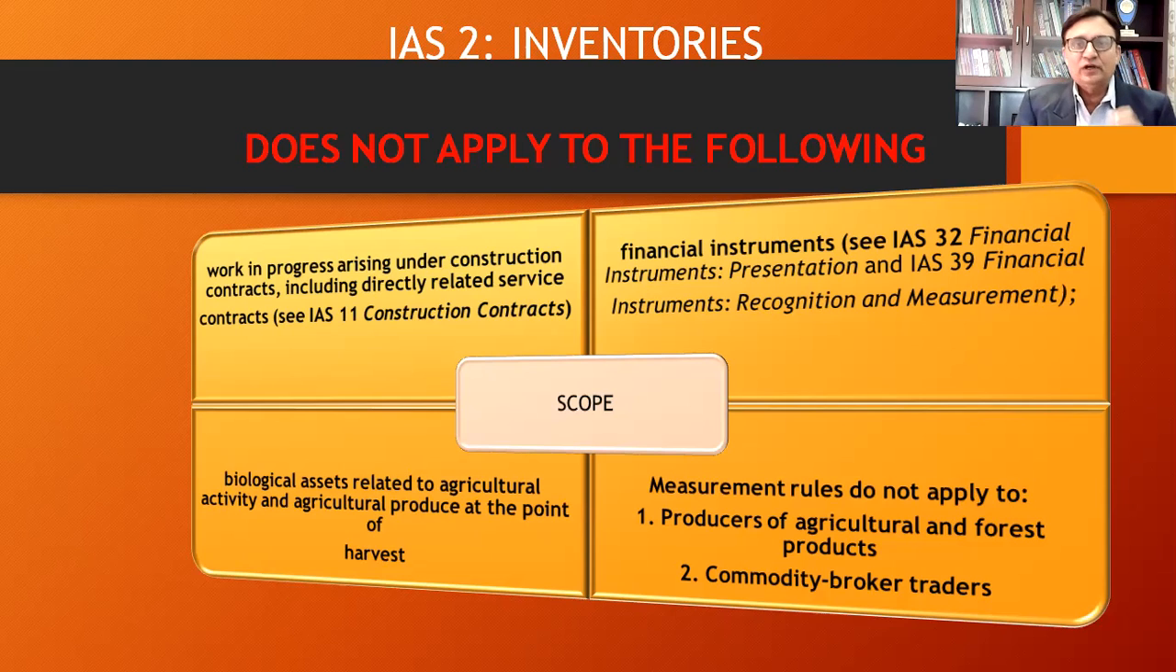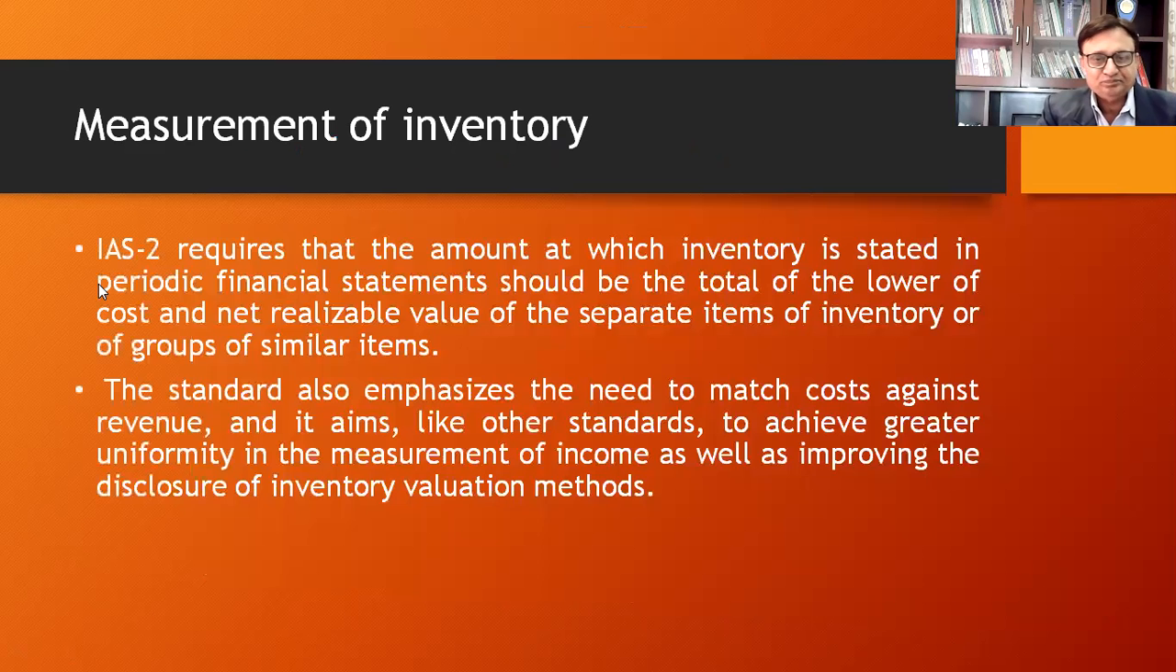So IAS 2 does not become applicable on construction contracts, financial instruments, and agriculture and its related activities. So it is applicable to the others. So if it is covered under these, we will not apply IAS 2 there because of the special nature of the transactions. We will apply their applicable standards there.